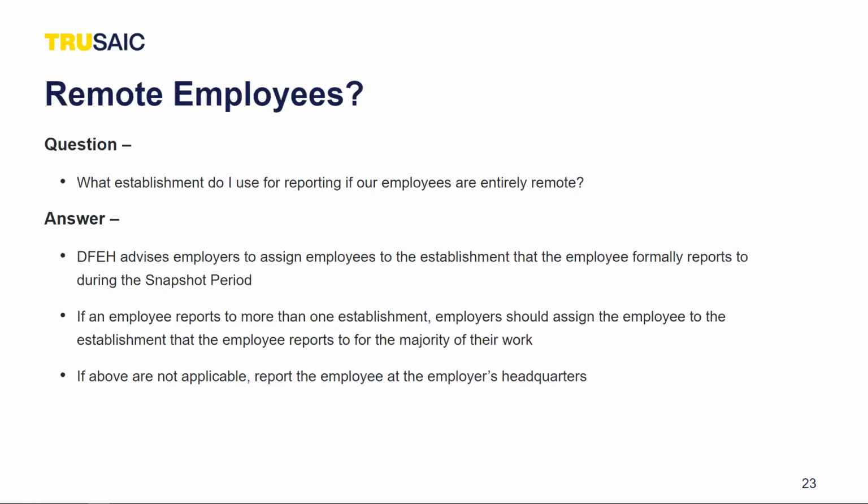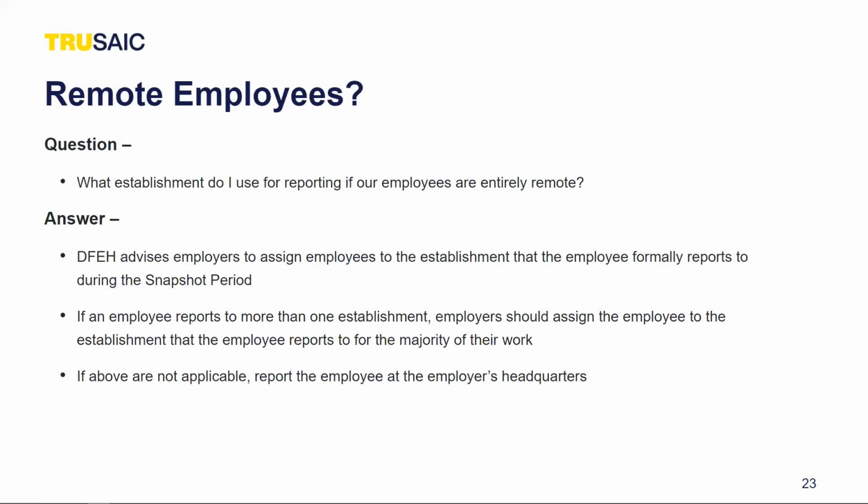Next slide, please. We've already talked somewhat about remote employees, but let's hammer that again a little bit. This is particularly relevant because so much of the workforce has been working from home this past year. We know that employees working remotely from California need to be reported, and we know that employees working remotely outside of California but reporting to a California establishment need to be reported. The question here is, under what establishment should those remote workers be reported as being part of?